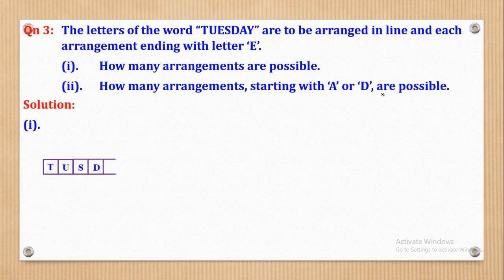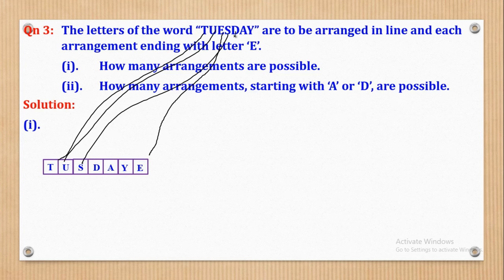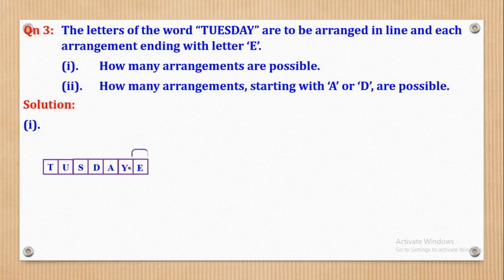So, we shall make a sketch to ease the calculation. We first pull out the E and put it at the very end. Then, we remain with this T, which is here. Then, the U, which is here. Then, the S, which is there. The D, which is here. The A, which is here. And Y, which is there. So this one must be at the very end, so we shall have 1 factorial.